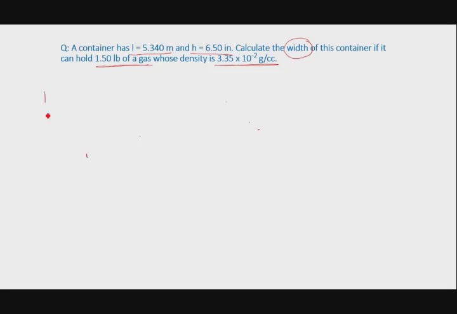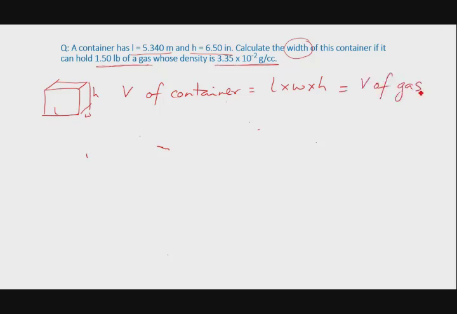Now, first hint here is that if it's a container that has a defined length, width, and height, the shape of this container is as drawn, right? You've got length, width, and height. If you are working with a container of this shape, the volume can be calculated by multiplying length, width, and height with each other. Also, if this container is full of a gas, then that will also give us the volume of the gas in this container.